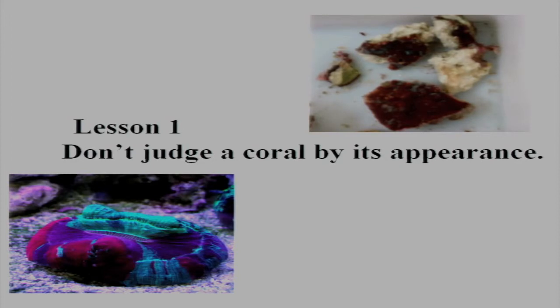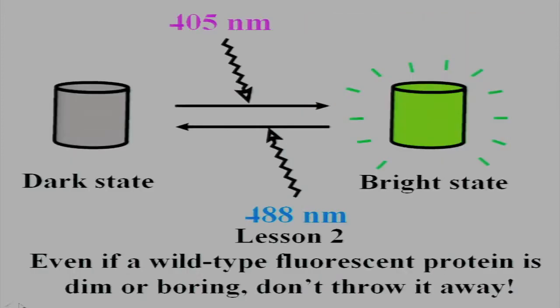Lesson one: don't judge a coral scientifically by its appearance. And lesson two: even if a wild type protein is dim or boring, don't give up or worry about it. It's highly possible we can make it bright, beautiful, or interesting through molecular evolution in test tubes. In other words, in vitro mutagenesis is becoming very powerful. So that's my point.